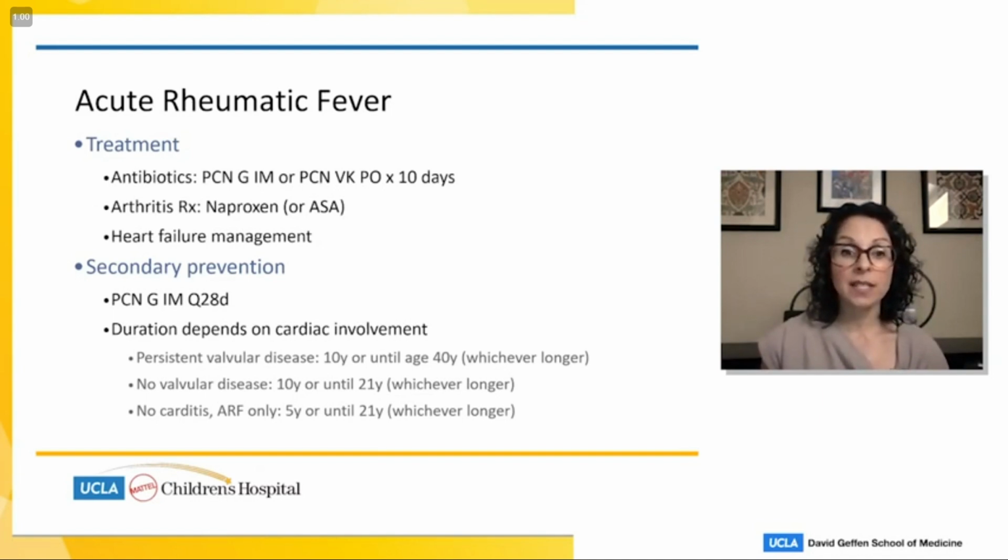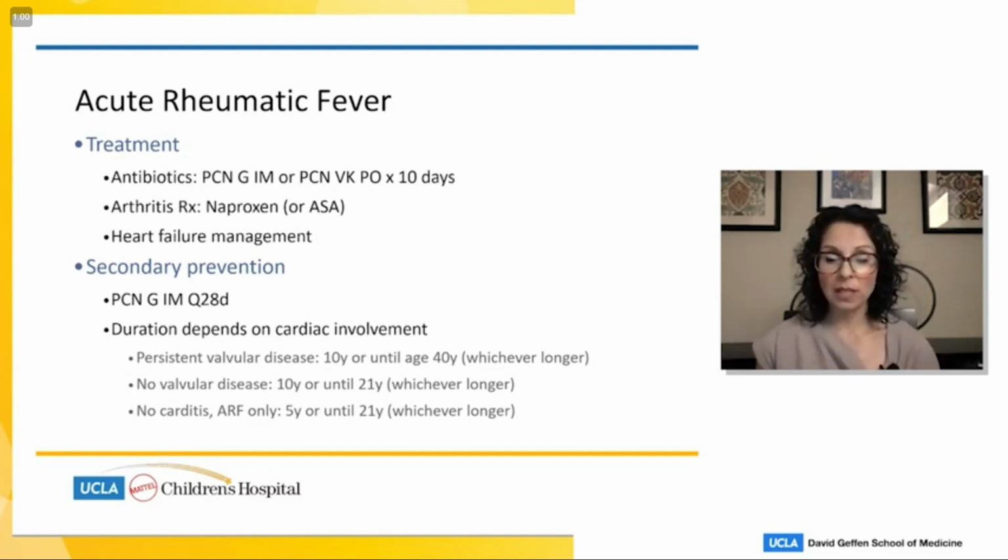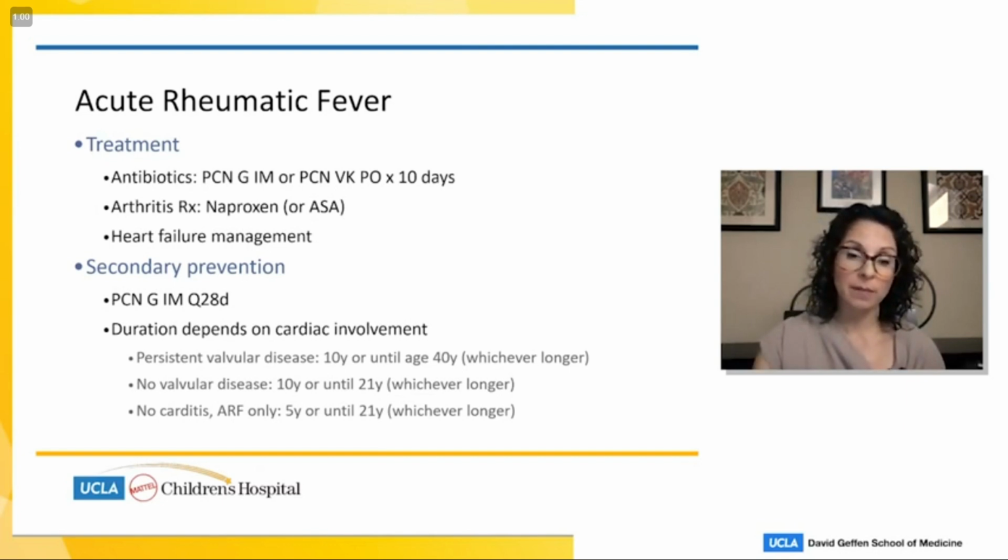When do we have to consider secondary prevention? Well, it depends on if there is cardiac involvement. If there's persistent valvular disease, then they require secondary prevention, so penicillin G IM every 28 days for 10 years or until they're about 40, whichever's longer. No valvular disease: 10 years or until they're 21, whichever is longer. No carditis, meaning acute rheumatic fever only, then they require secondary prevention for 5 years or until they're age 21.